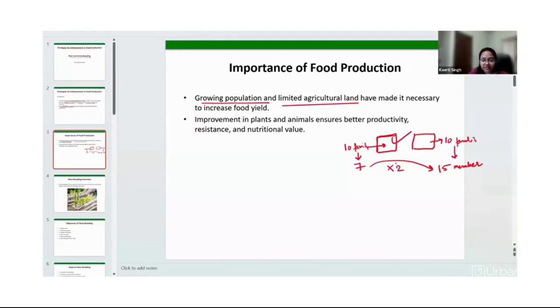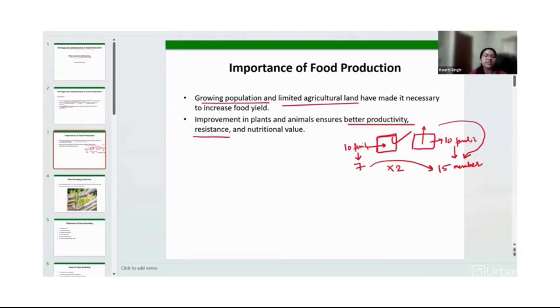But the piece of land remains the same. So to support the growth of these members, we must think of some process, some kind of strategies to support their growth by increasing the productivity on this land, right? These problems can be overcome by thinking about the breeding patterns of livestock and plants. And this will ensure better productivity, okay?